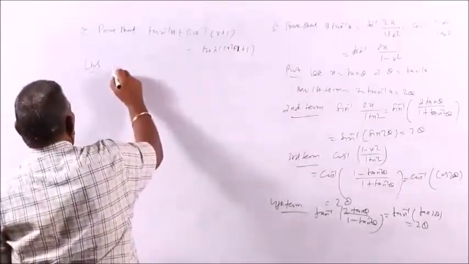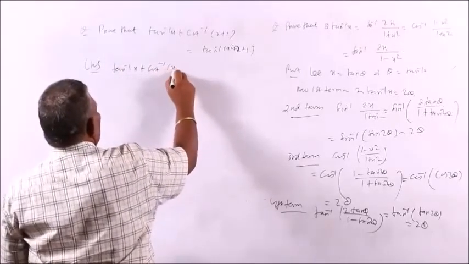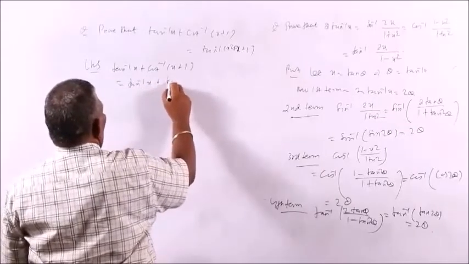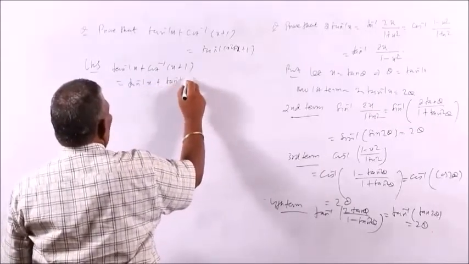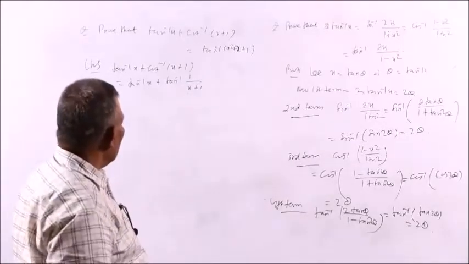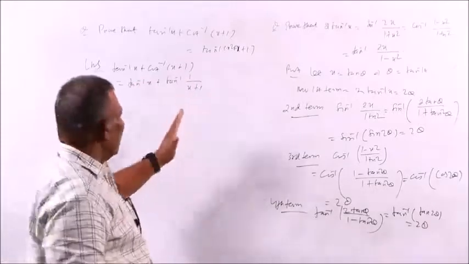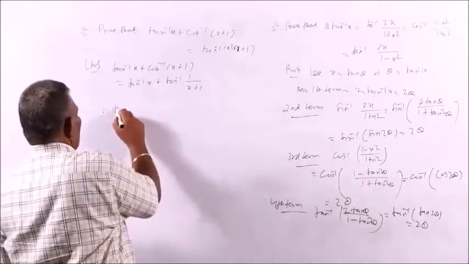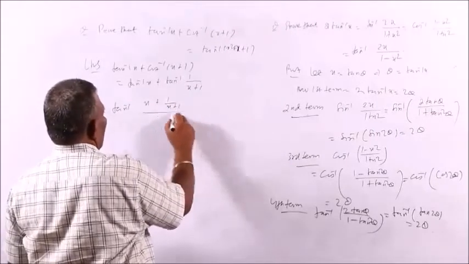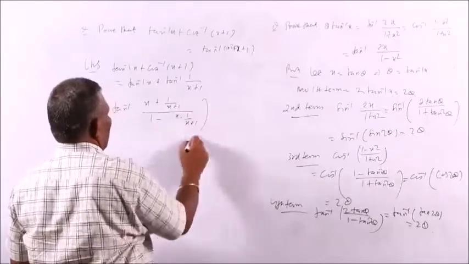So, tan inverse x plus cot inverse x plus 1 can be written as tan inverse x plus tan inverse of the reciprocal of this term, that is 1 by x plus 1. Now this is in the form of tan inverse x plus tan inverse y. Now we can apply our formula, that is tan inverse of x plus 1 by x plus 1 whole divided by 1 minus x into 1 by x plus 1.